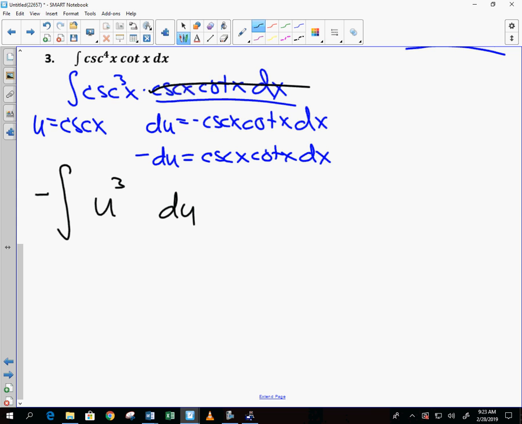Well, that's such a simple integral, isn't it? We took what looked like a super complicated problem, and it's no big deal. What's the antiderivative of u to the third? Done. That's cool. Close.